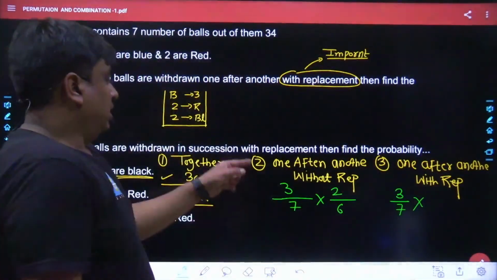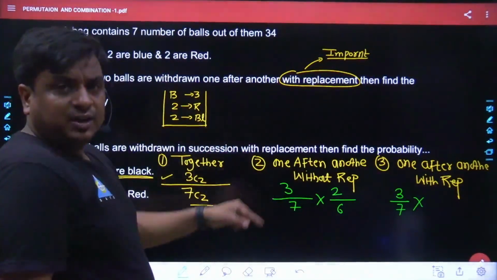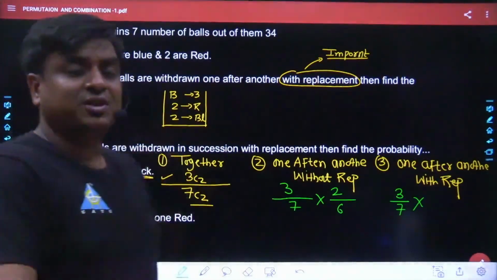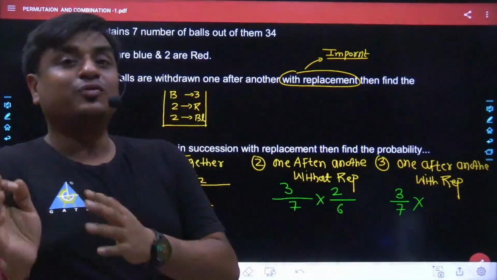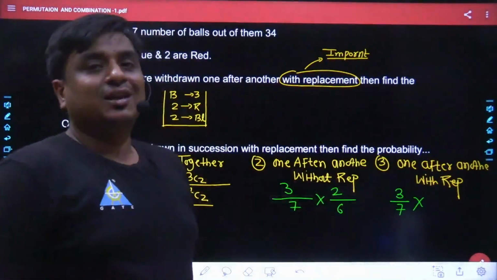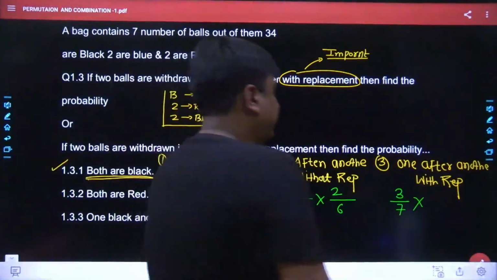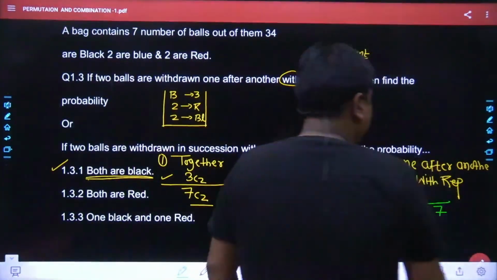See, last time the ball was discarded, and that is why there was a reduction in the total number of balls. The number of balls went from 7 to 6, and similarly the number of black balls went from 3 to 2. But here this is not the case. Again the ball has been put back. That means you still have 7 balls. Again you are in search of one ball out of 7.